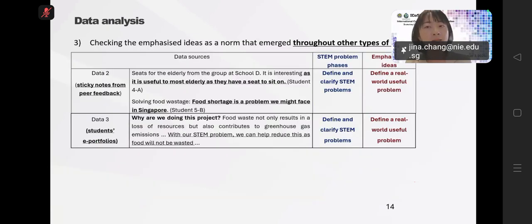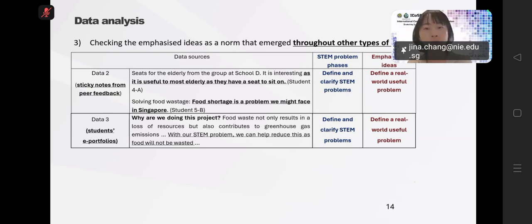At the same time, this idea, emphasized by the instructor, was also observed again in other sets of data, such as classroom discussions or e-portfolios. So at the end of the data analysis review, for example, a student also said that STEM problems should be very useful to the target user. And they also explained that their problem is very good because it can help reduce the food wastage problem in Singapore.